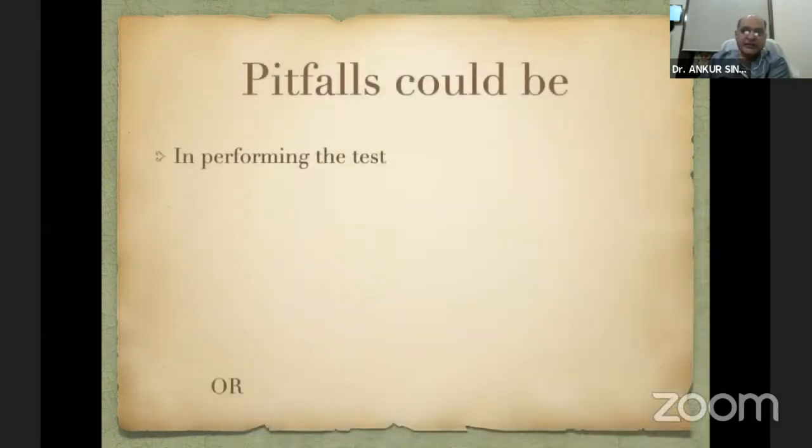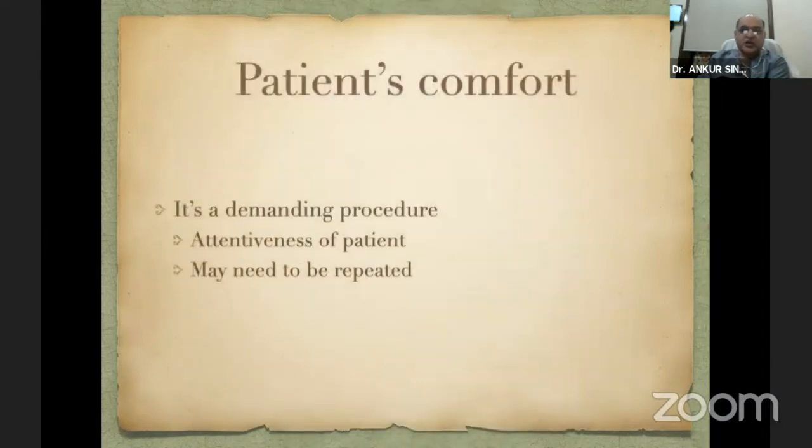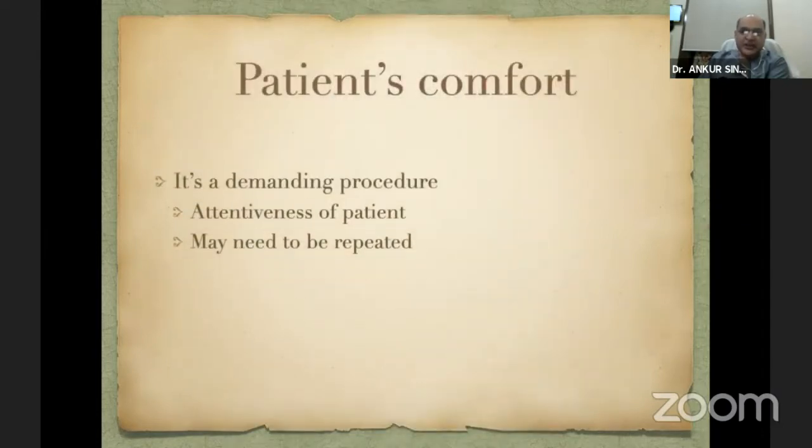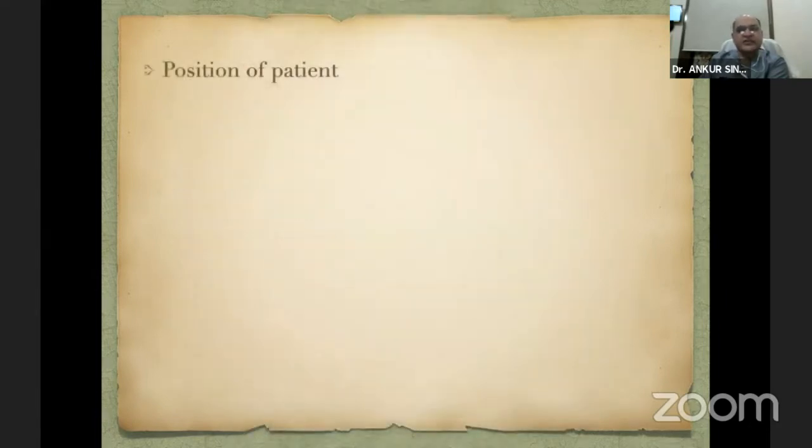Now, pitfalls can be in performing the test or in interpretation. Ophthalmologists should be smarter than the machine and at least smarter than the perimetrist. Look for patient comfort. Explain to the patient that it is a demanding procedure based upon the attentiveness of the patient. It may need to be repeated, and it is not a test of their artistic, intellectual, or physical ability, and all the points are not seen by everyone. This has to be clarified to the patient before we start the test.